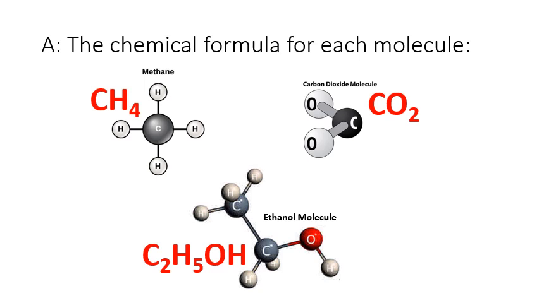You'll also see it written C2H6O. The order of the elements doesn't really matter. So for methane, if you had H4C, that's okay. For carbon dioxide, if you had O2C, that's fine. And ethanol, any order of H, C, and O is okay.